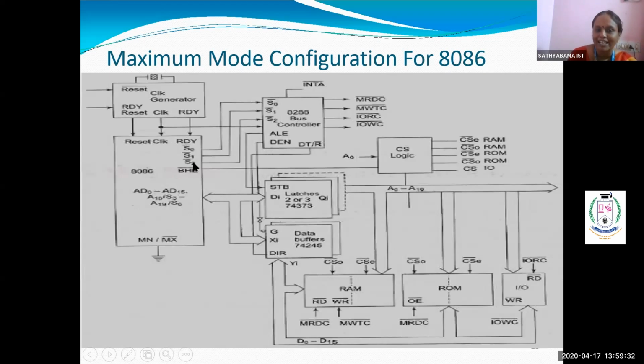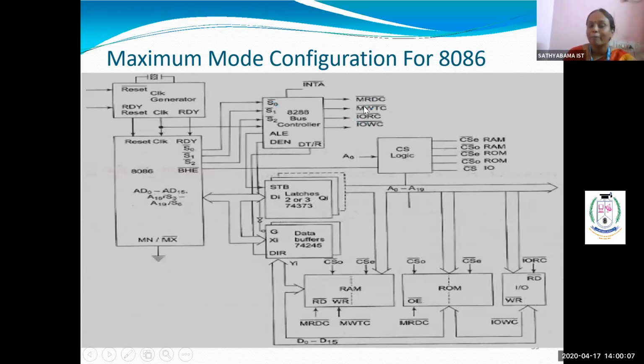S0 bar, S1 bar, S2 bar: 3 status signals will be given, and from the 3 status signals I get 4 outputs. What are my 4 outputs? Memory read command, memory write command, input output read command, input output write command. We have told that in maximum mode S0 bar, S1 bar, S2 bar are the status signals. Which operation, which machine cycle has to be carried out is decided depending upon the status signals. So all the status signals will be given here, and depending upon that it will generate.